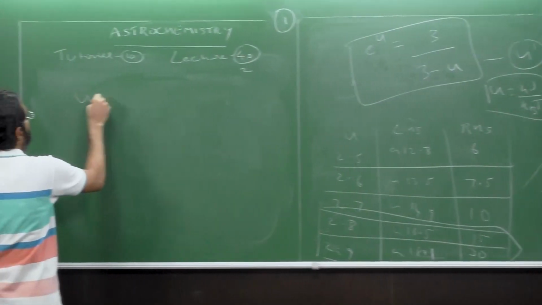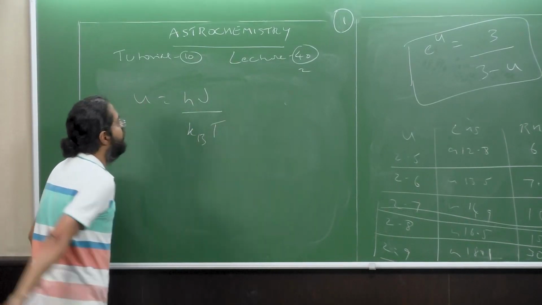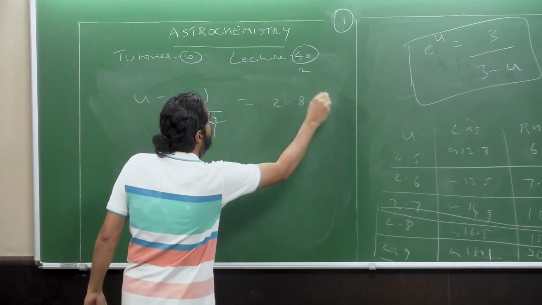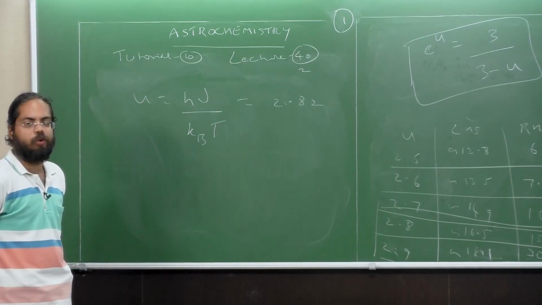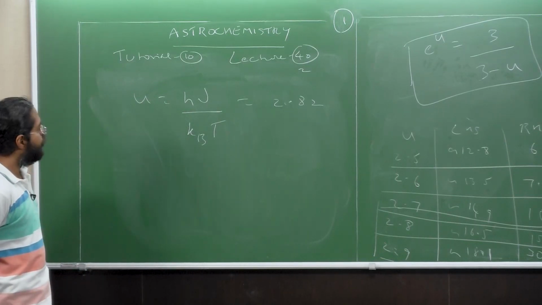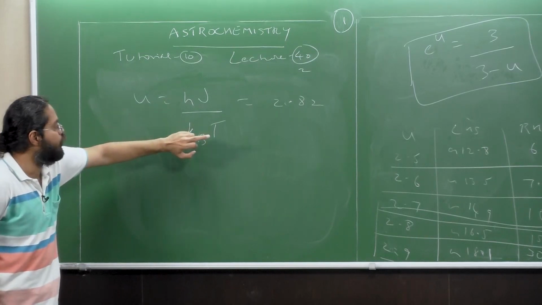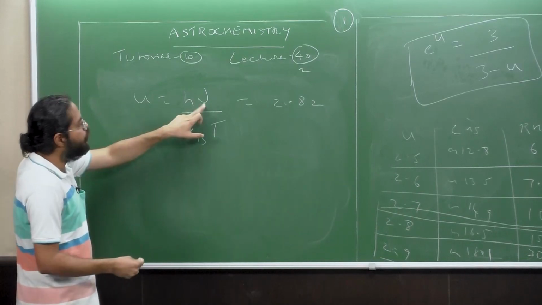So u is nothing but h nu divided by kBT, right? And this we found to be 2.82. We found out h nu by kBT to be 2.82. Now, from this expression, we know h, we know kB, and we know T also, correct? Therefore, we just don't know nu, right?